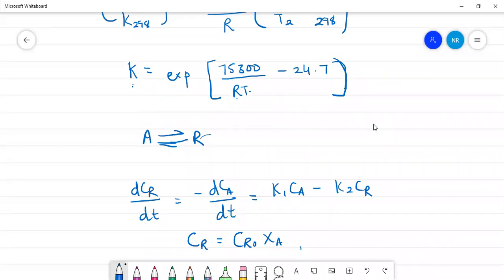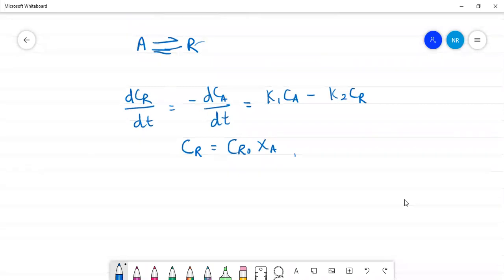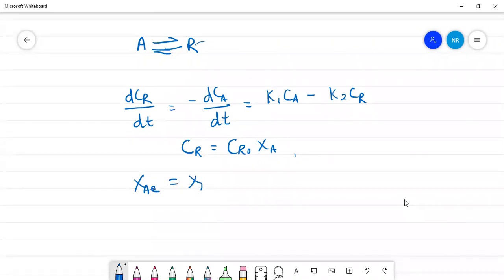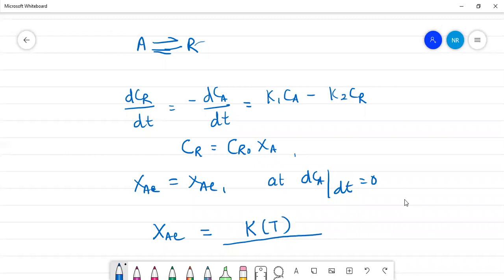Once we do this, finally we can get the equilibrium conversion XAE at XA equal to XAE, at dCA/dt equal to 0. So finally I can get the equilibrium conversion equation. I'm not writing down the whole steps, just decreasing some steps. I can get XAE having a relationship with the equilibrium constant at a certain temperature, K over K plus 1. So we put the equilibrium constant at a certain temperature here, and then we can get XAE.